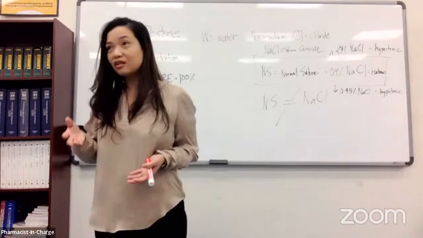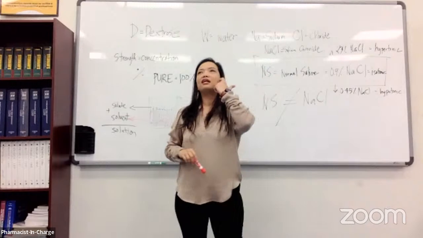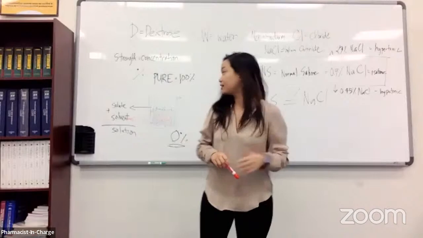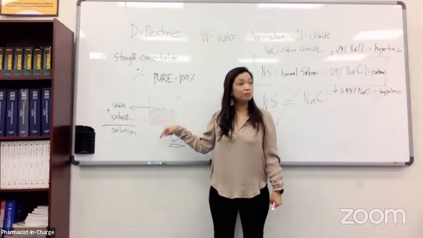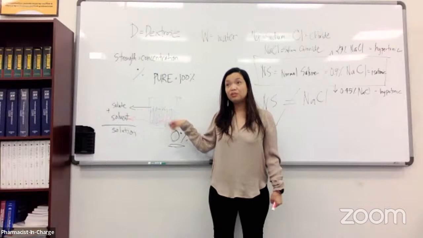When I'm teaching sodium chloride, normal saline, I always tell the students, think about a salt solution. We call it brine. The solute will be your salt. The solvent will be your water. Will it dissolve fully? Yes. When it dissolves fully, it's one phase.